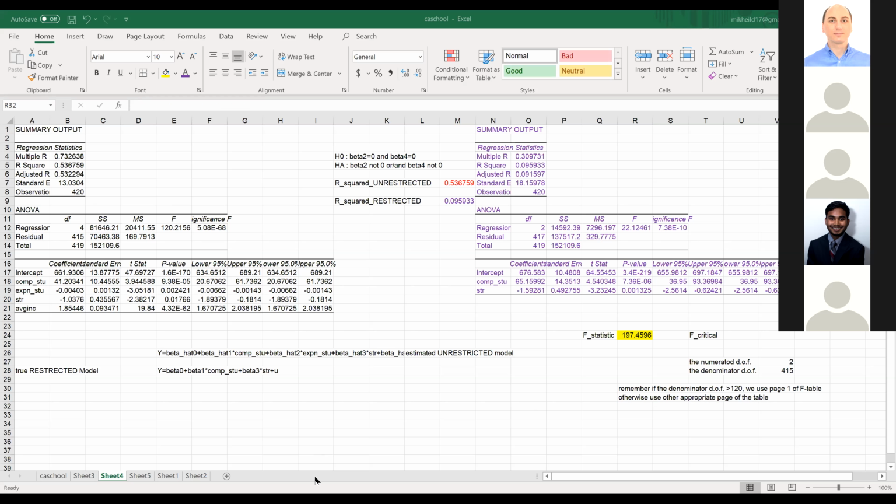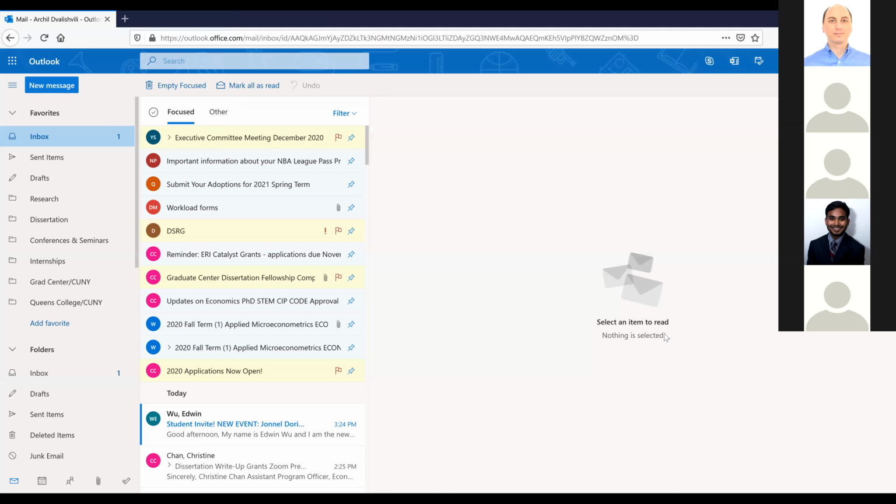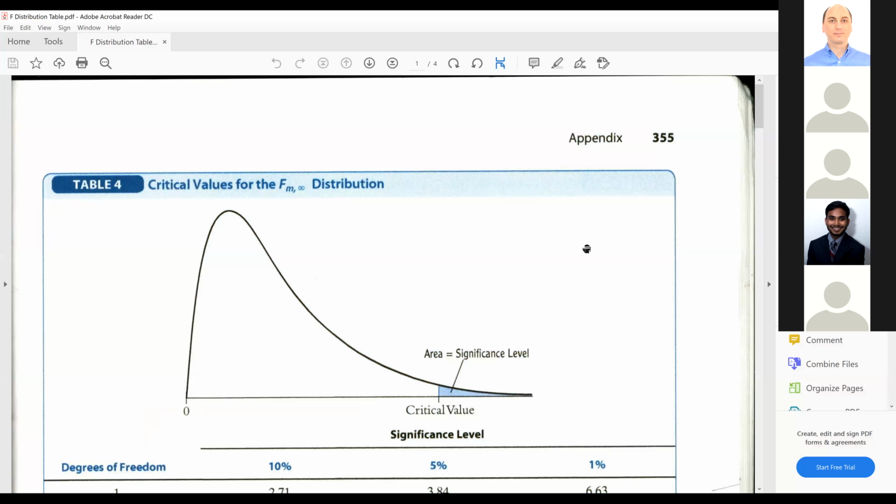This is the F table, guys. It is already uploaded on the Kine Blackboard. And I hope now you see. Do you now see the F table? Yes. Good. So this is page 1 of the F table.